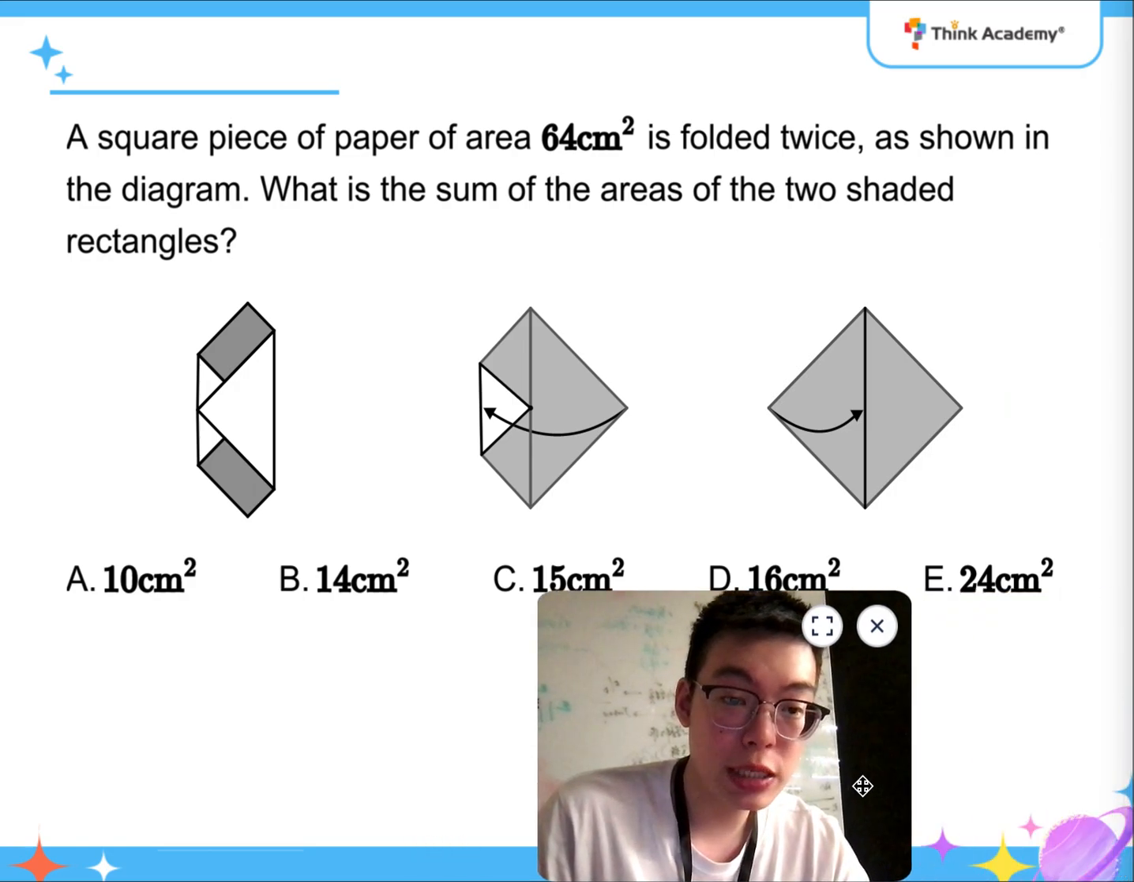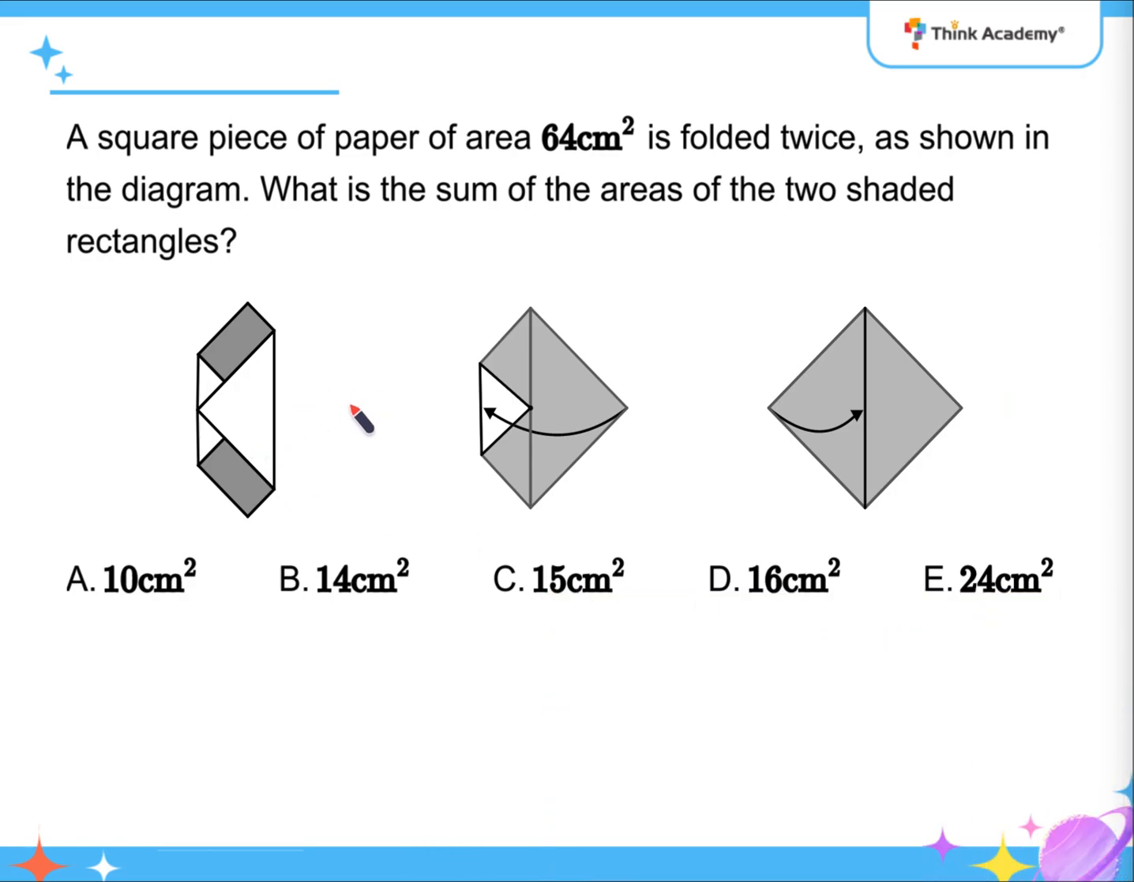And then for question number 23, this one is very interesting. If you fold it twice, what is the sum of the areas of the two shaded rectangles? How do you find the area of the shaded rectangles? First of all, you need to know what the dimensions are. If this is folded in half there, it means that this is halving the length of the side, right? So this is 4 and 4, 4 and 4.